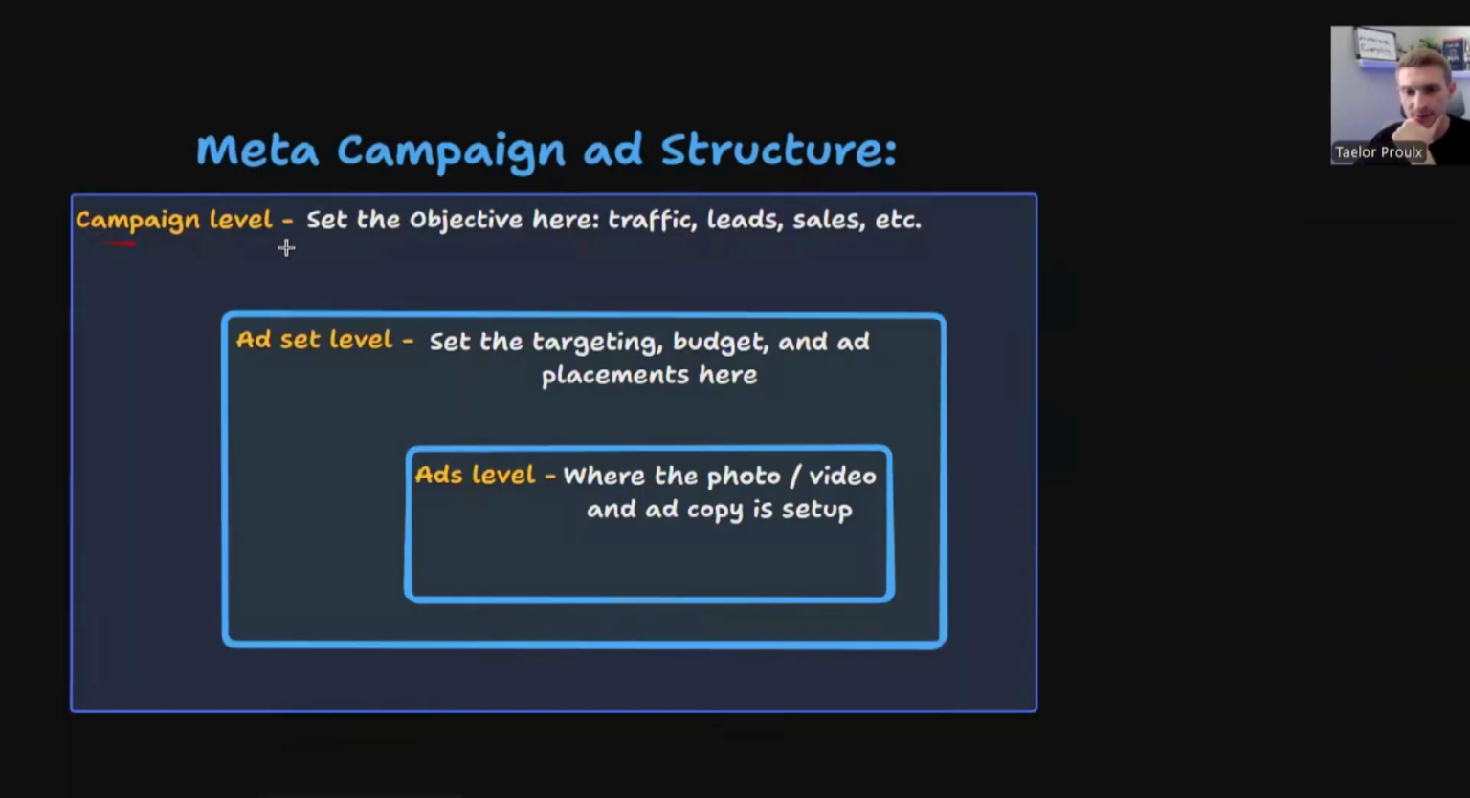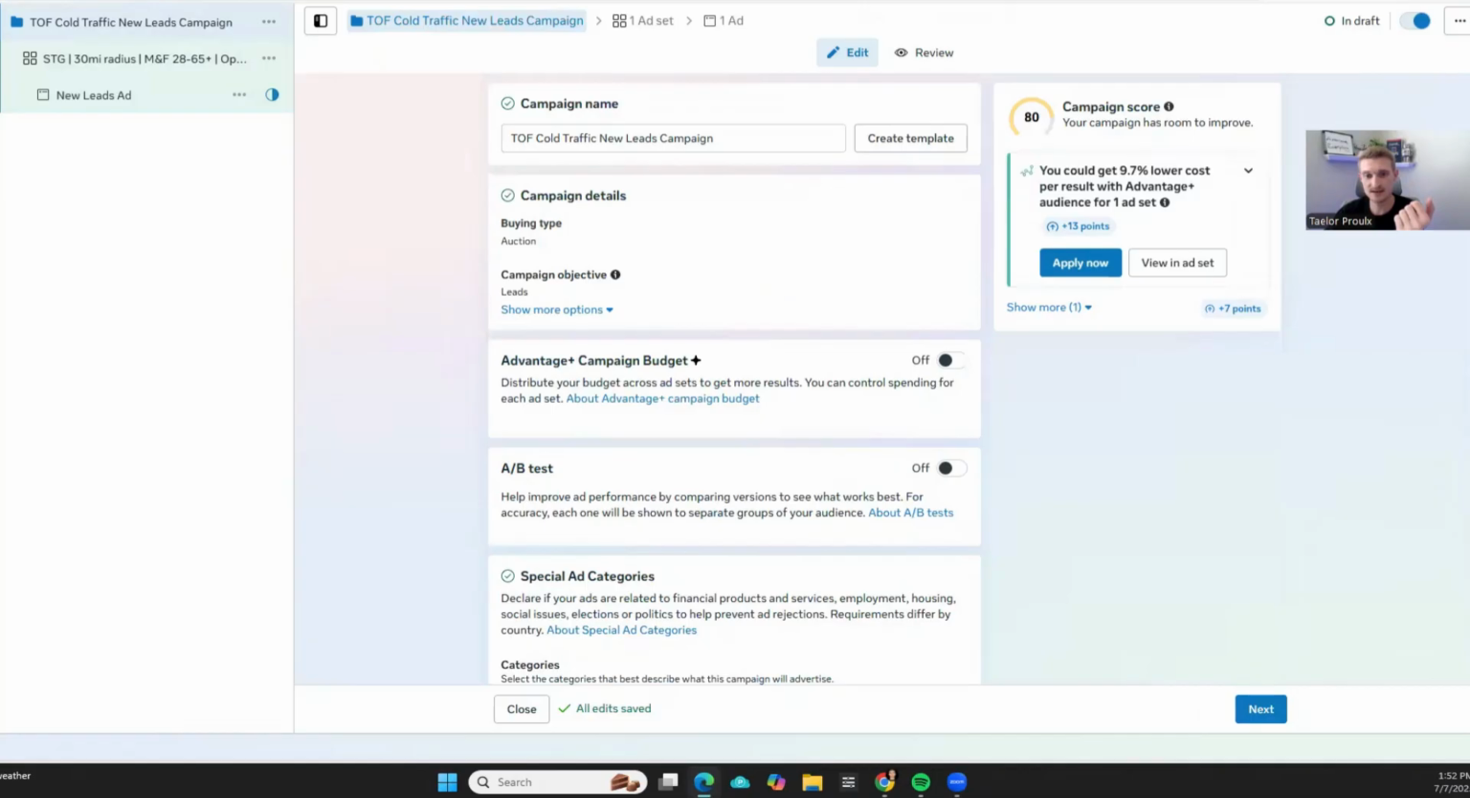So let's jump back over here. At the campaign level, what did we do? We set up our objective, which was leads. At the ad set level, what did we do? We went through, we set up our targeting, which in this case, we left it broad, but we did set the targeting to male and female 28 to 65 plus. We set the budget, the daily budget, and then we set our ad placements where we wanted our ad to be shown. So that's what we did there. The ads level is where we just went through and we set up our photo and we wrote what people wanted to see. And that creates the whole campaign level of what we just did.